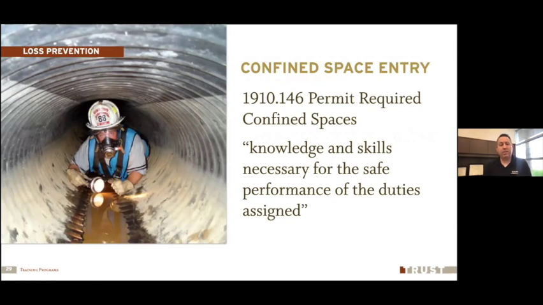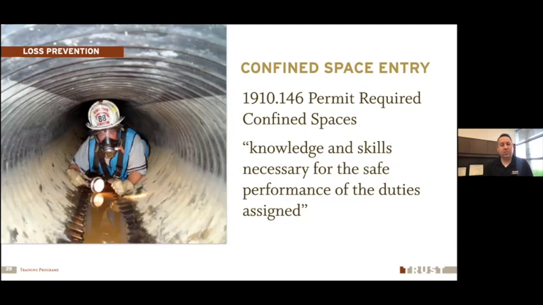Another big training, and this is one that we do each year, is confined space entry. This is one of the most hazardous tasks. And there's a standard on it for permit required confined spaces where knowledge and skills necessary for the safe performance of the duties assigned. There needs to be training on that to make sure that employees have that knowledge and skill to be able to do it safely. This is a training that's required before employees work in or around confined spaces.